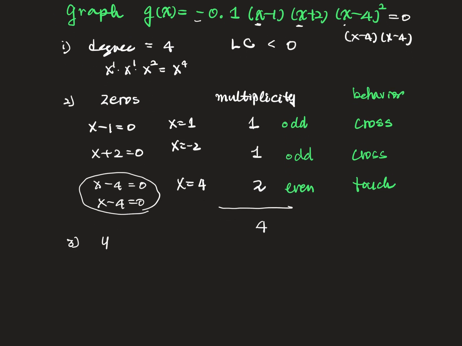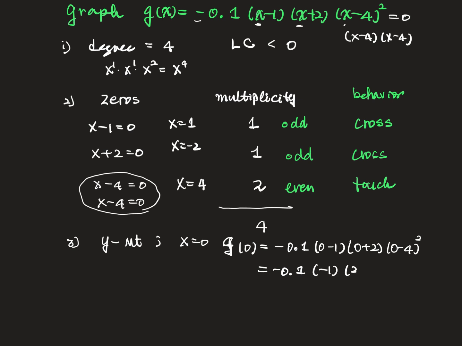Let's find the y-intercept, which means x equals 0. You're going to plug in g of 0. So negative 0.1 times 0 minus 1, 0 plus 2, 0 minus 4 squared. That's negative 0.1, negative 1, 2, negative 4 squared, which is 16. Negative, negative, positive, 0.1 times 32 is 3.2. That's the y-intercept.